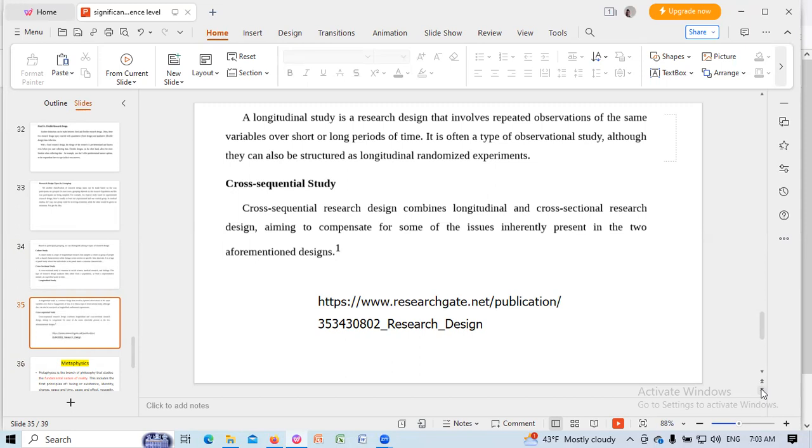Cross-sequential study. Cross-sequential research design combines the longitudinal and cross-sectional research designs, aiming to compensate for some of the issues inherently present in the two aforementioned designs.